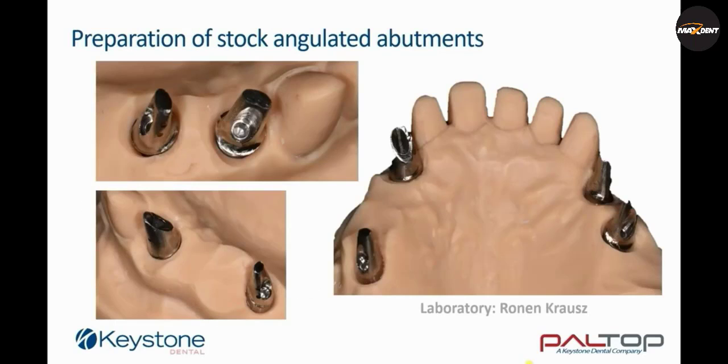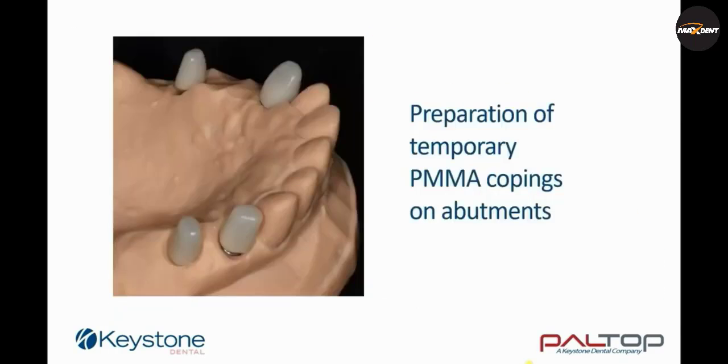The model STL files are 3D printed, the DIM analogues inserted, and the stock abutments seated to the analogues. Some minor adjustment to the abutments is carried out to ensure that they are parallel, and the finish line of the abutment is defined. The prepared abutments are scanned with an optical scanner, and copings are designed and manufactured in PMMA.